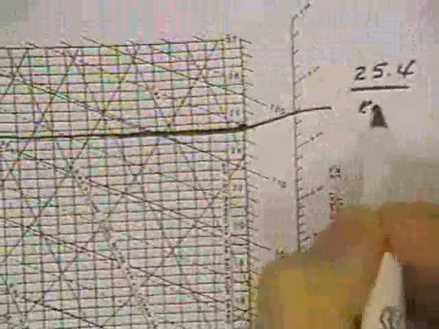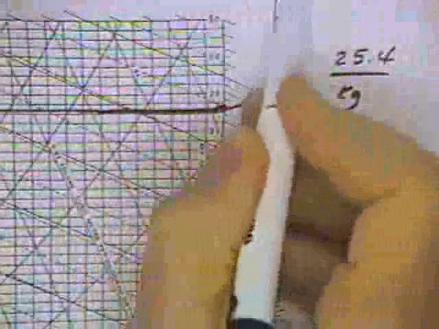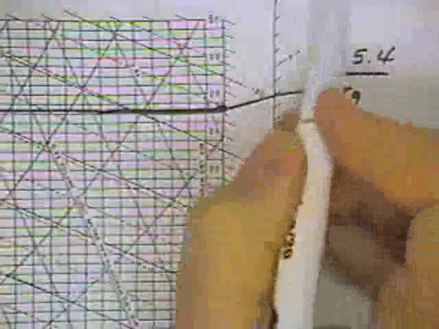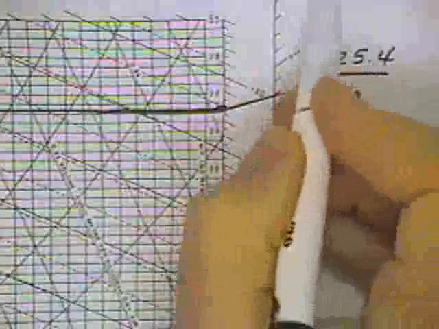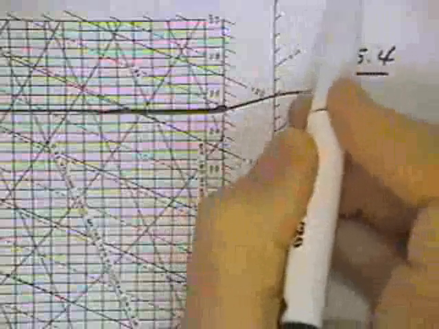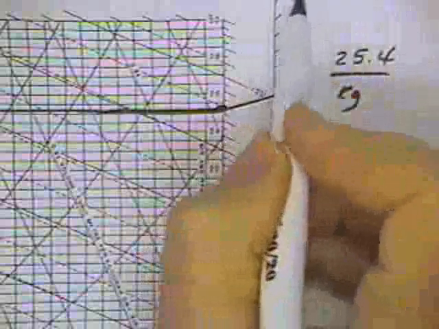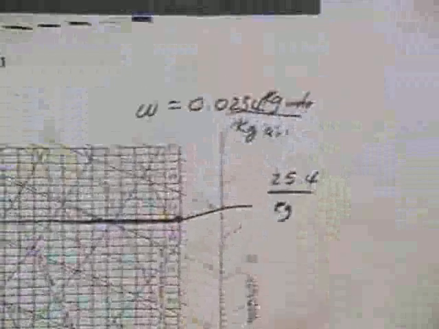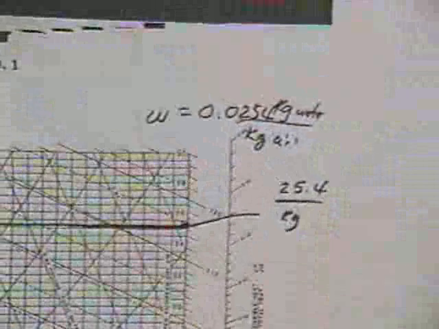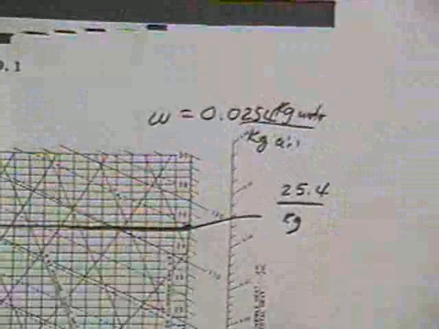Divided per kilogram of air. So we end up with a situation here of about 25.4, which gives us omega is 0.0254 if we're talking about kilograms of water divided by kilogram of air. And so omega then is equal to that, but that's a direct lookup.